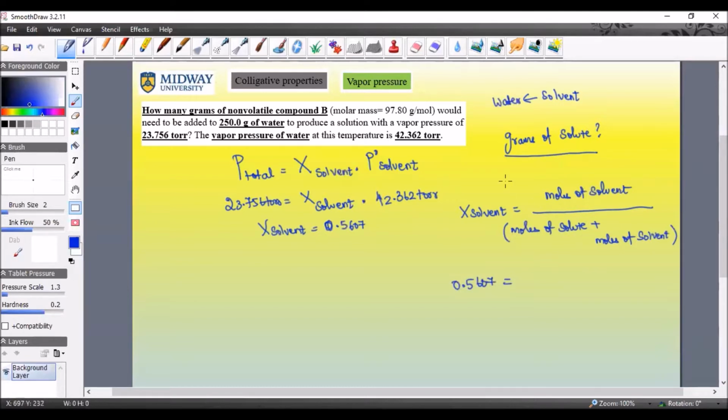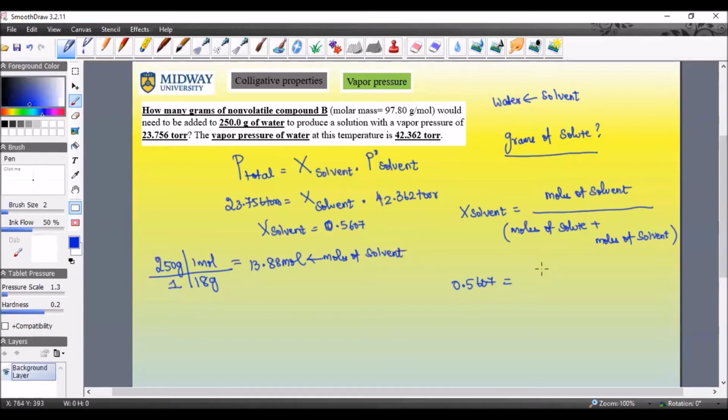Then, knowing the molar mass of the solute, we can find the mass of the solute. Remember, that's 170 material. But we still have to find the moles of solvent. That's no problem. We know the mass of the solvent is 250 grams, and the molar mass of water is 18 grams over 1 mole, which gives around 13.88 moles. So now we know the moles of solvent.